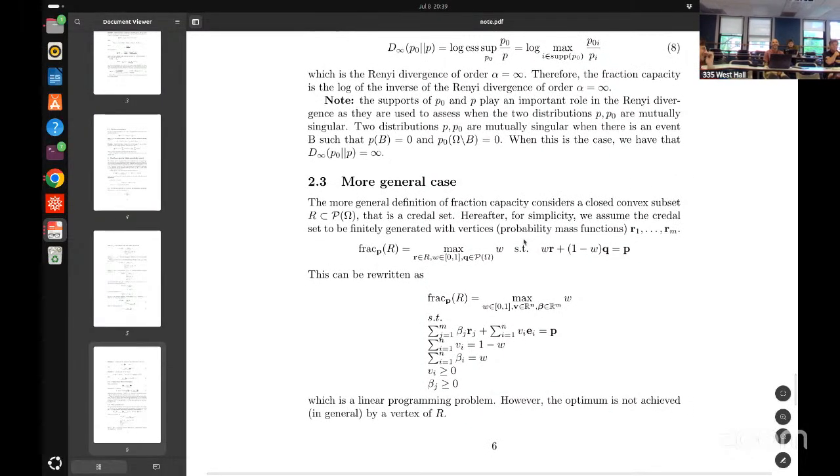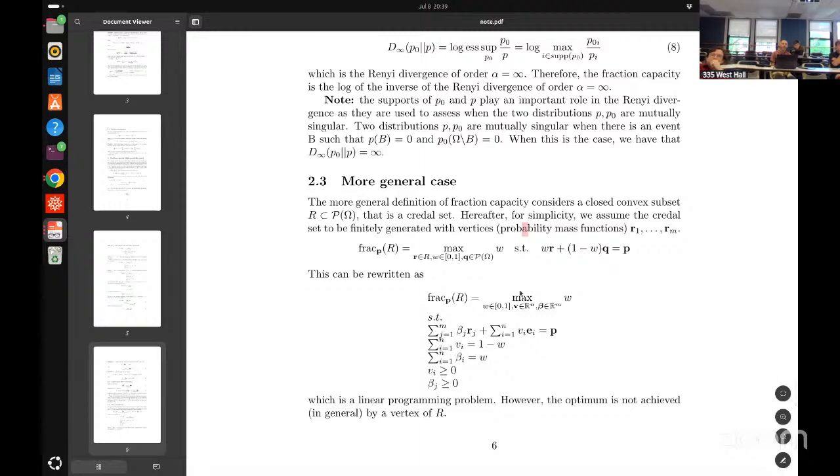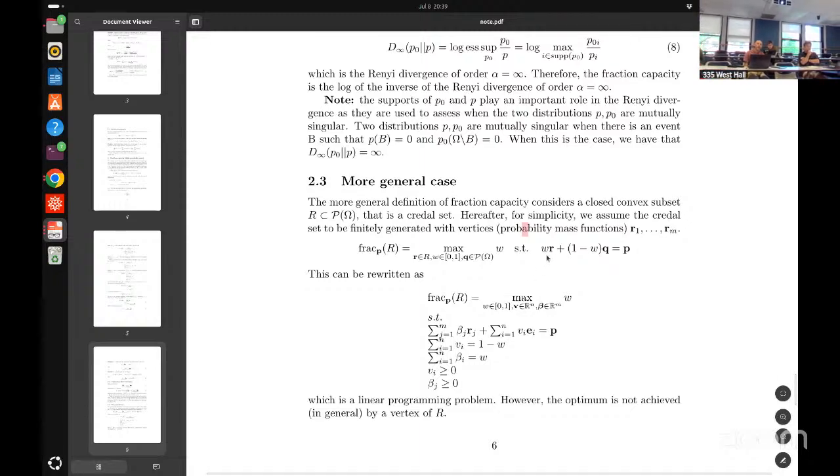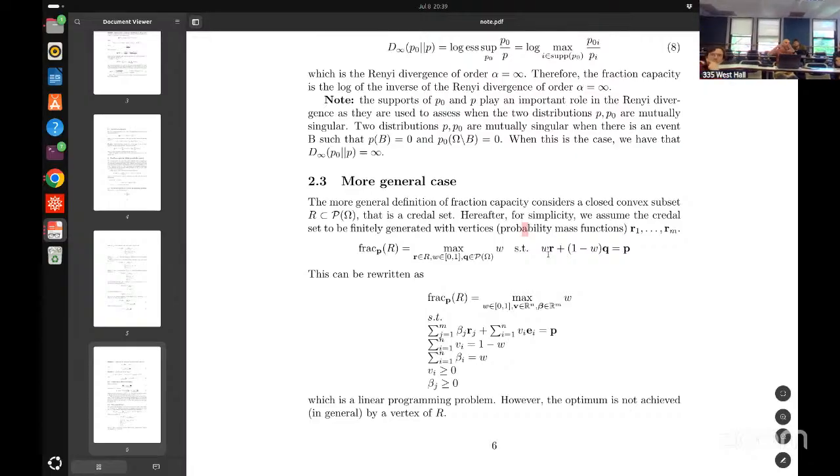I don't know. Yeah. So now you're going for the more general case, and that more general case would be like the convex hull. So for each element in the convex hull of A, remember the fraction capacity of the set.